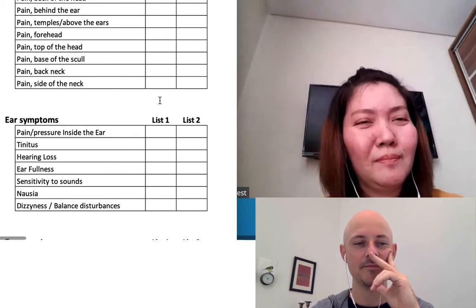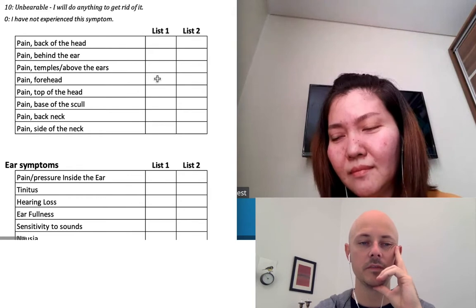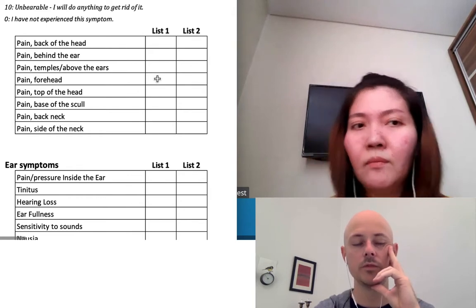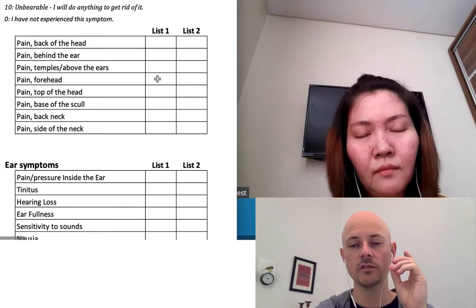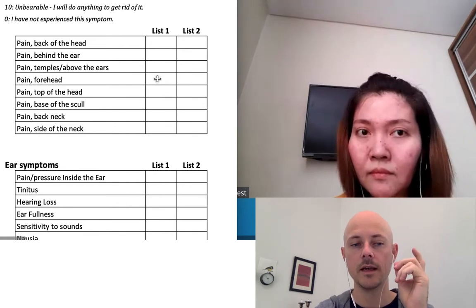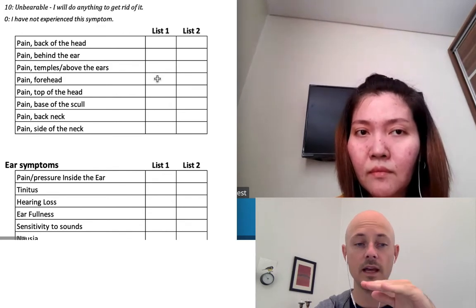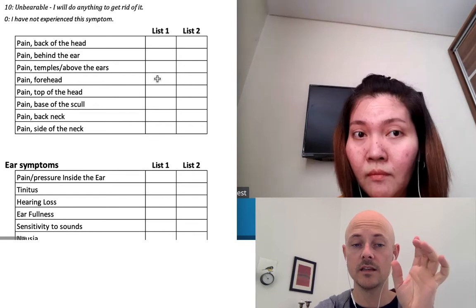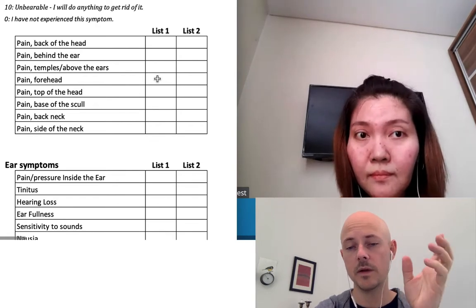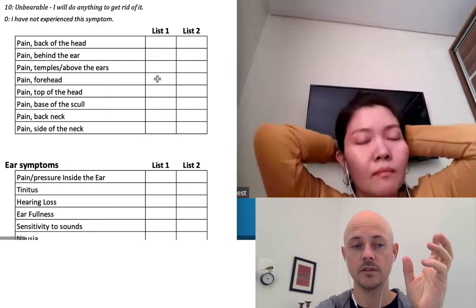Okay, so now we have some different symptoms, and I'm going to read a symptom for you, and then you need to give it a score between 0 and 10, but this time it's the other way around. So 0 means I haven't had that symptom at all in the last 2 weeks, and 10 means the symptom is as bad as I can imagine. For the last 2 weeks, yes.